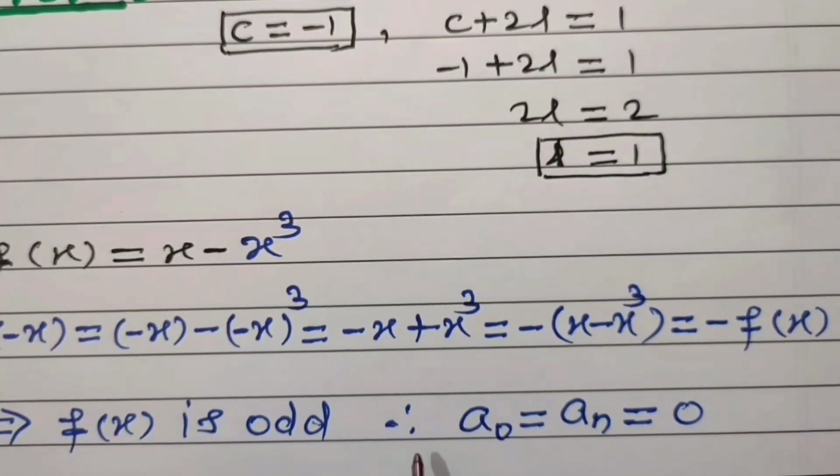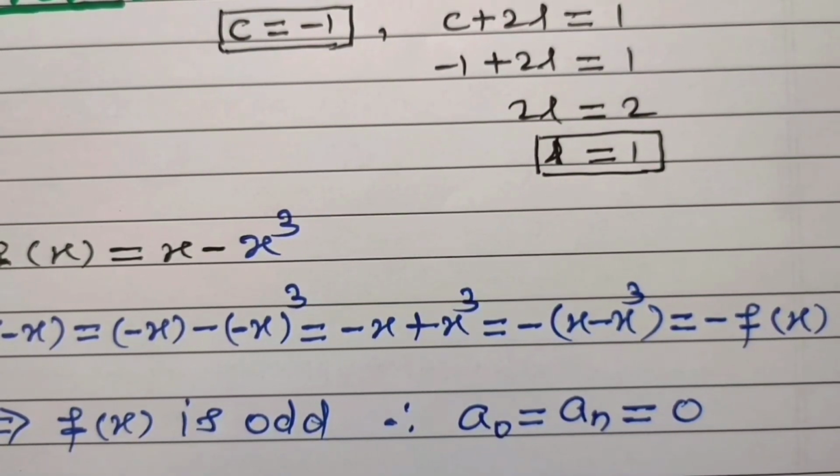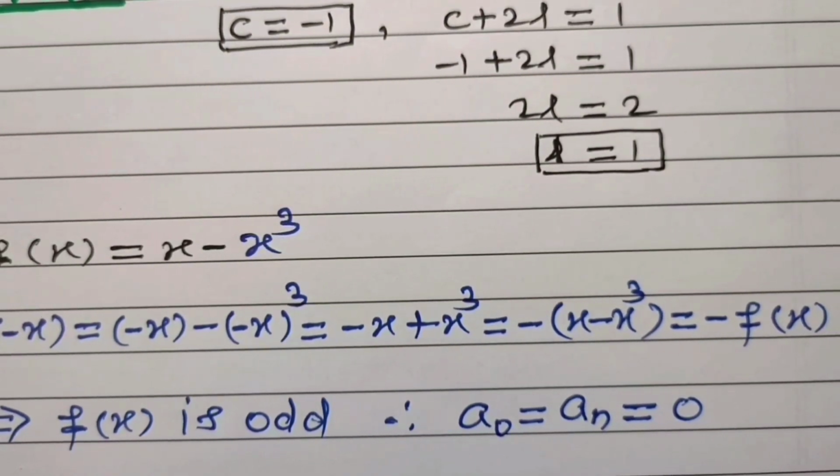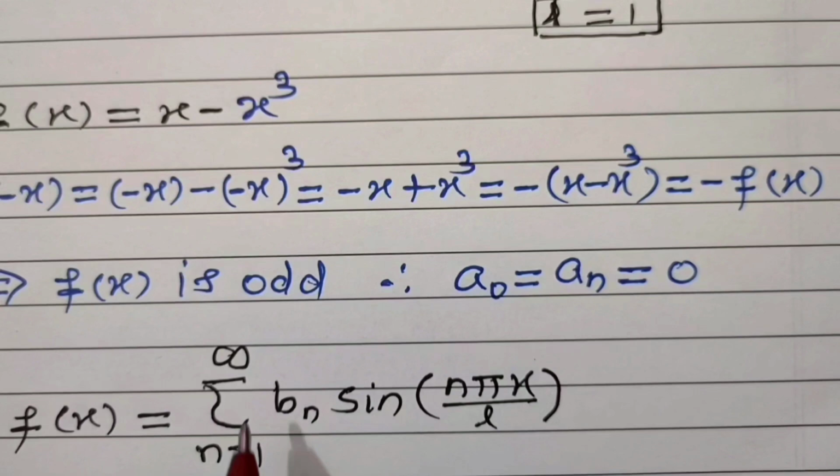Hence if f of x is odd, then the Fourier coefficients a0 and an must be 0. Hence you can write the formula for the Fourier series expansion of the given function. f of x is equal to summation n is equal to 1 to infinite bn into sine of n pi x divided by L.